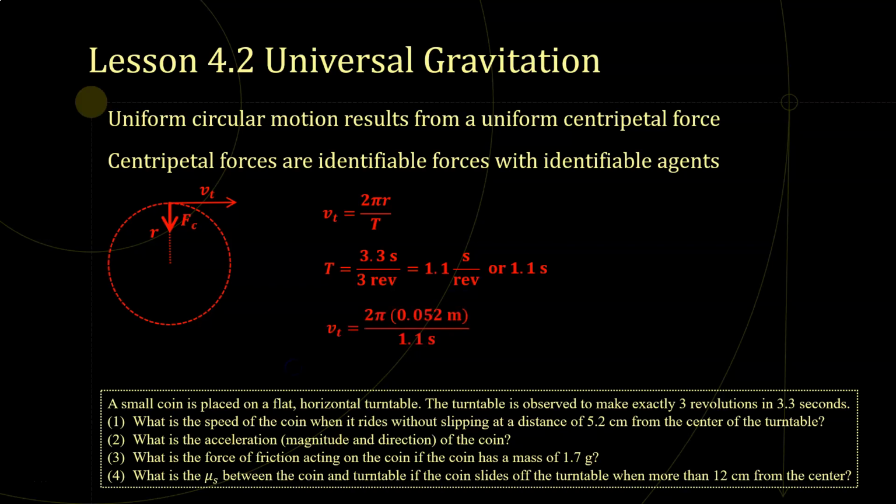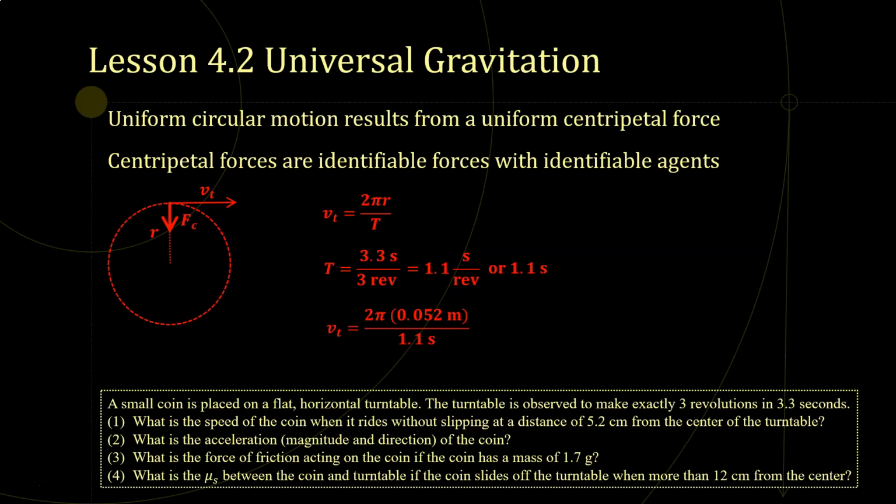1.1 seconds. All right, and then I could figure out the tangential velocity here by dividing 2 pi times the radius, 0.052 meters, by the period. I'm going to write this in meters per second. It says centimeters per second, although in this case, centimeters per second would be just a fine value to report. I'm going to do meters per second.